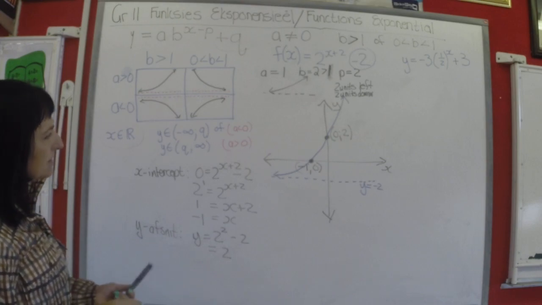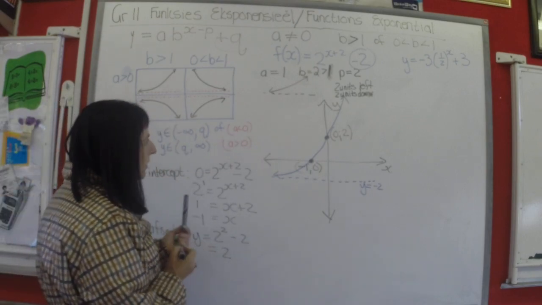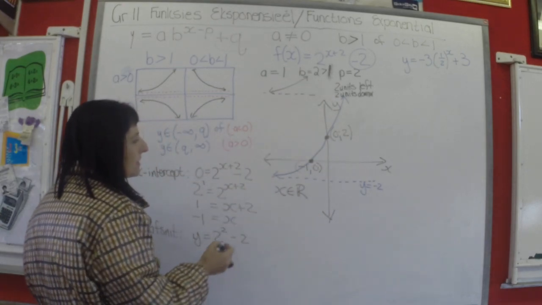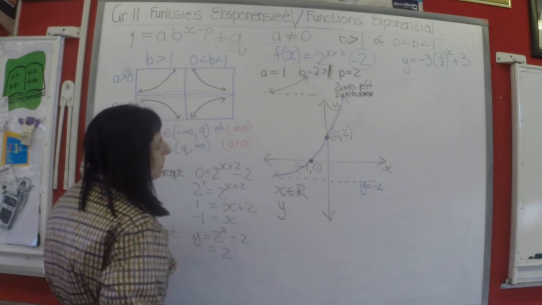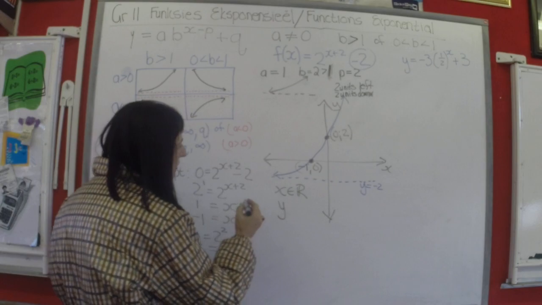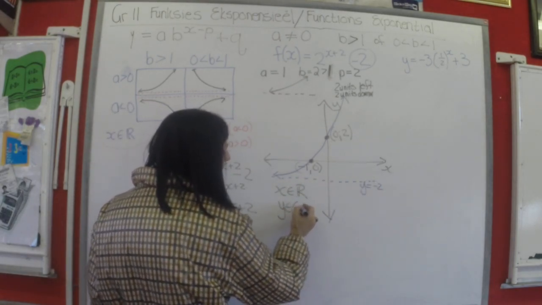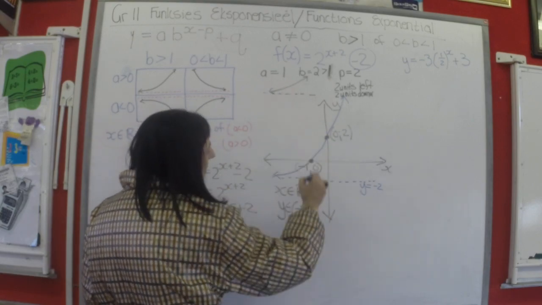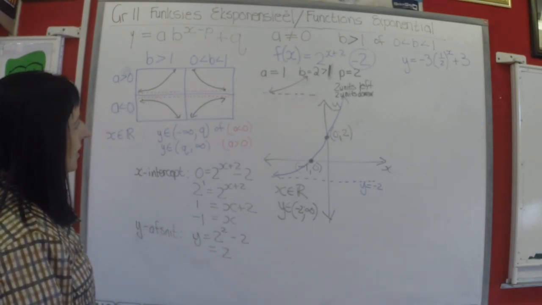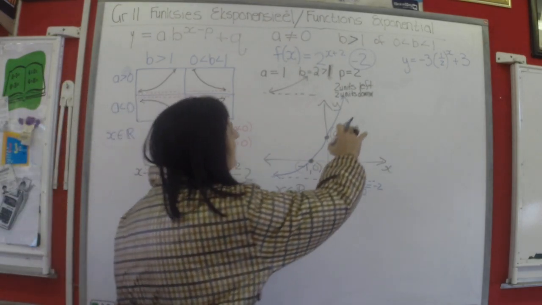Nou kan ek vra, wat is die definisieversameling? The domain, it's all the x values, clearly we can see it's all the real numbers. Then we've got our y values. Dit is my waardeversameling. My waardeversameling is vanaf minus 2 tot by oneindig round brackets. That's my range. And that's my exponential function. Kom ons gaan kyk na hierdie enetjie.